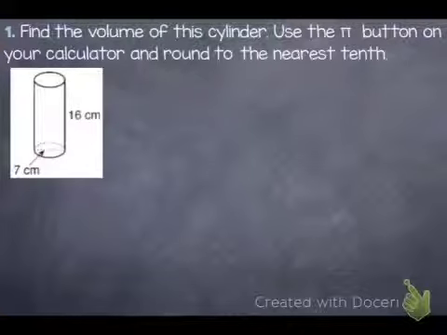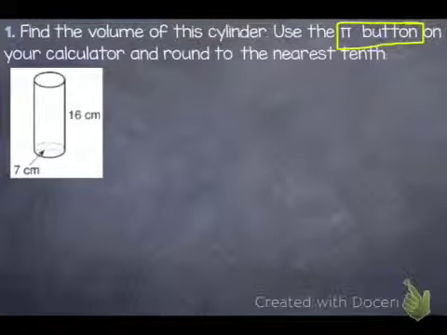Number 1 says, find the volume of this cylinder. And there's a little reminder, use the pi button on your calculator. So the examples I've been doing with you guys, I've been writing pi button because it's super important. And then we're going to round to the nearest tenth. So the first thing that we need to do is we need to recall the formula for finding the volume of a cylinder.